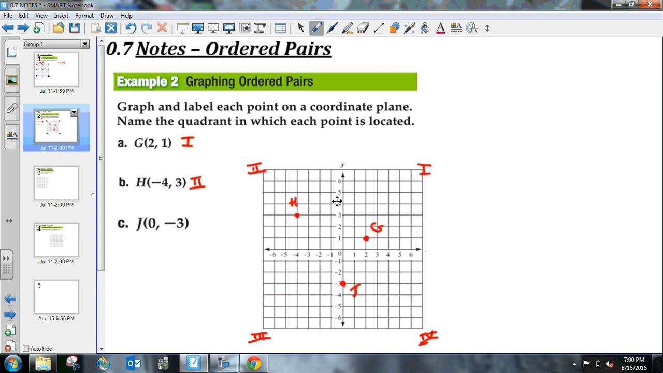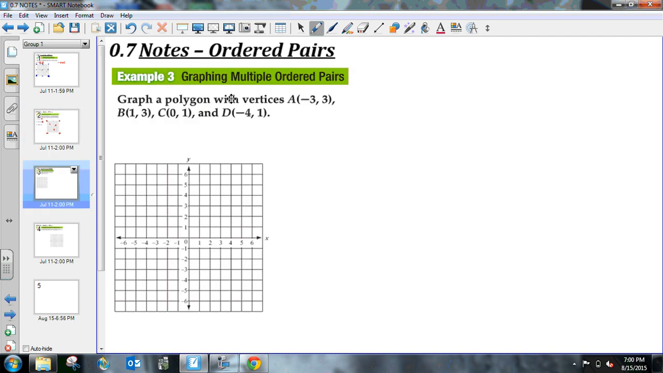So, all right, take a look at the next example. It says graph a polygon with these vertices. Okay, so I'm going to plot these points. I'm going to plot the point negative 3, 3. So I'm going to go over 1, 2, 3, go up 1, 2, 3. That's point A. Okay. Point B is at the point 1, 3. So I'm going to go over 1 and then up 3. 1, 2, 3. And that's point B.